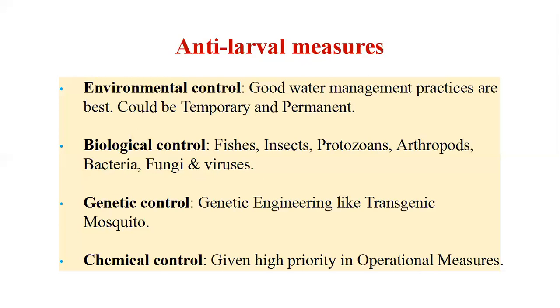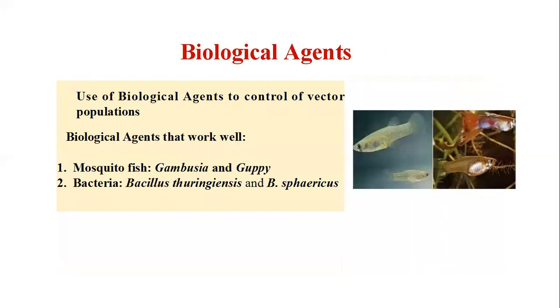And okay, the last one is clinical control, which is given high priority on operational measures. In the case of biological agents, as I said, fishes like Gambusia and guppy can be used, and they prefer mosquito larvae as feed. Also some bacteria like Bacillus thuringiensis and Bacillus sphaericus can be used as a biological agent for the control of the vector population.